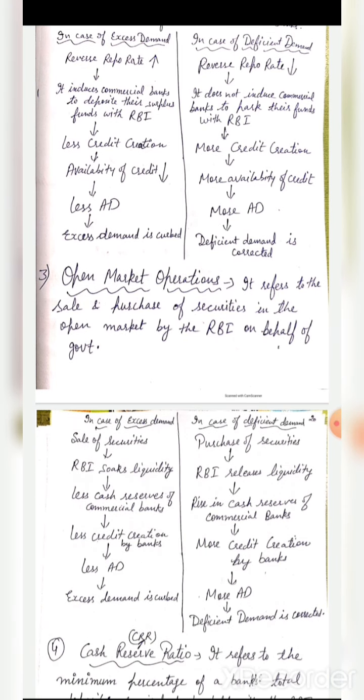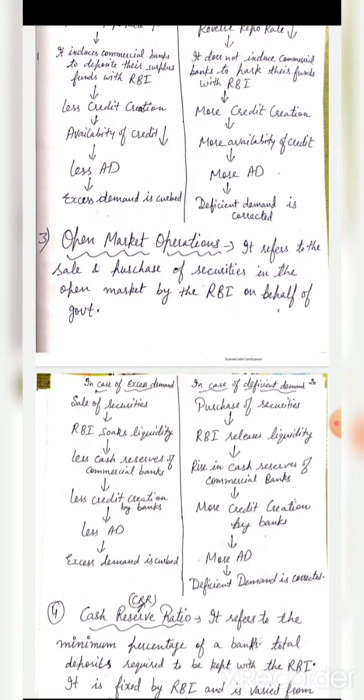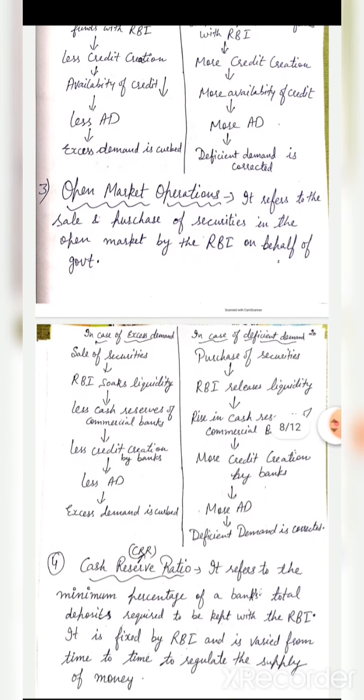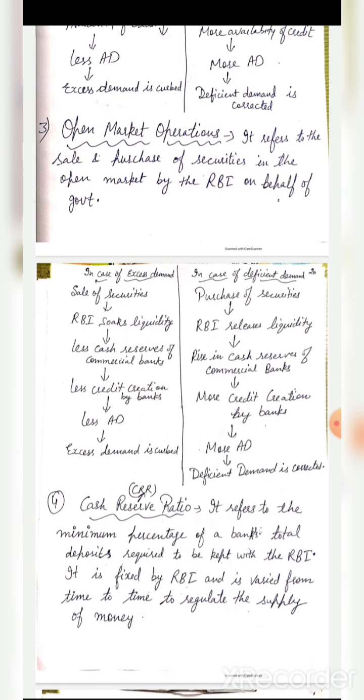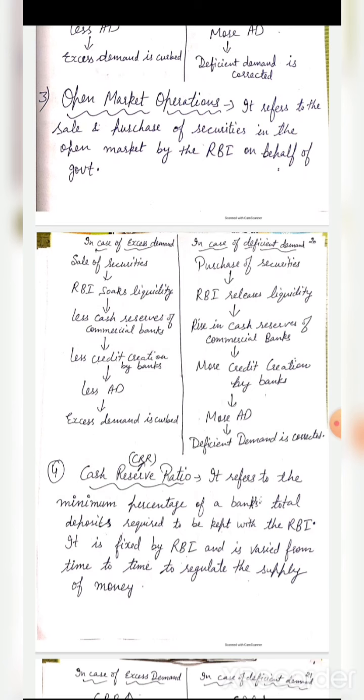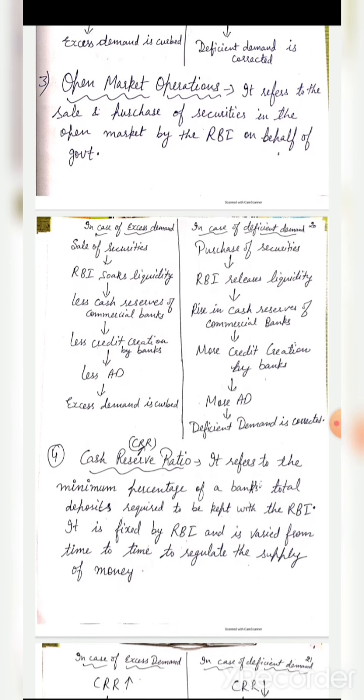Next point, open market operation. It refers to the sale and purchase of securities in the open market by the RBI on behalf of the government. This tool is also used to correct the situation of excess demand and deficit demand. In case of excess demand, RBI will sell the securities, and RBI soaks liquidity from the market, less reserves with the commercial banks, less credit creation, less AD, and excess demand can be curbed.